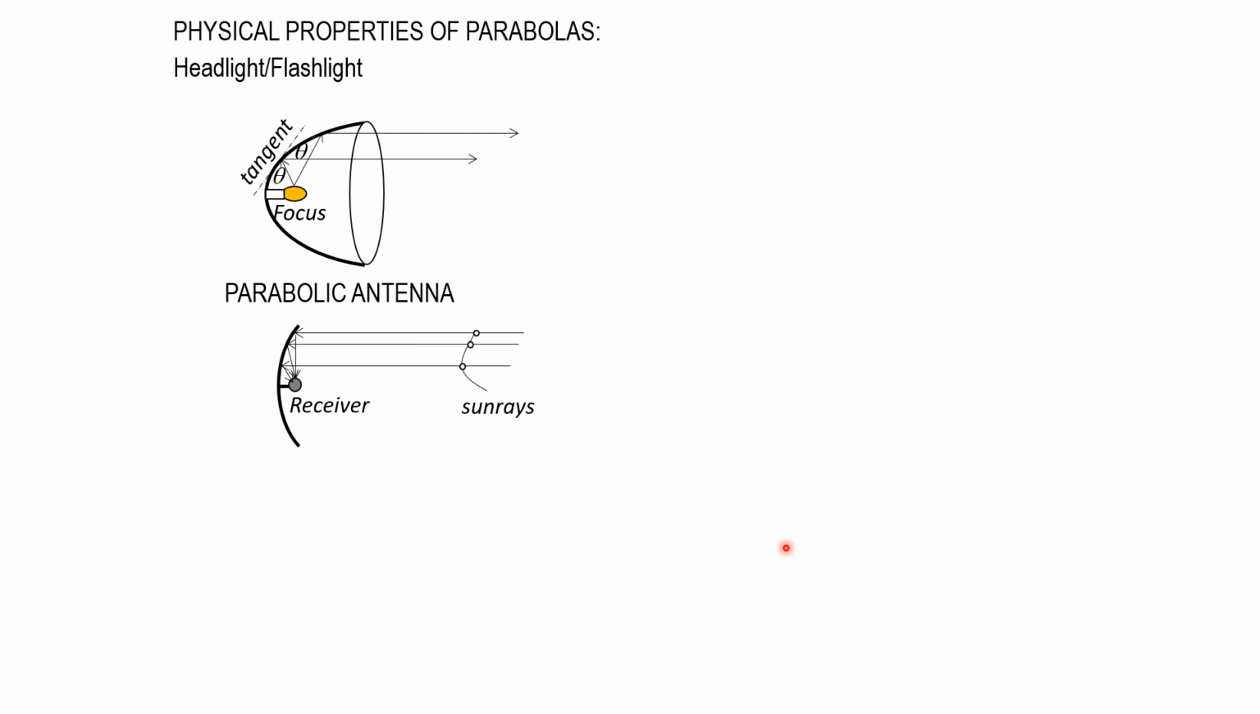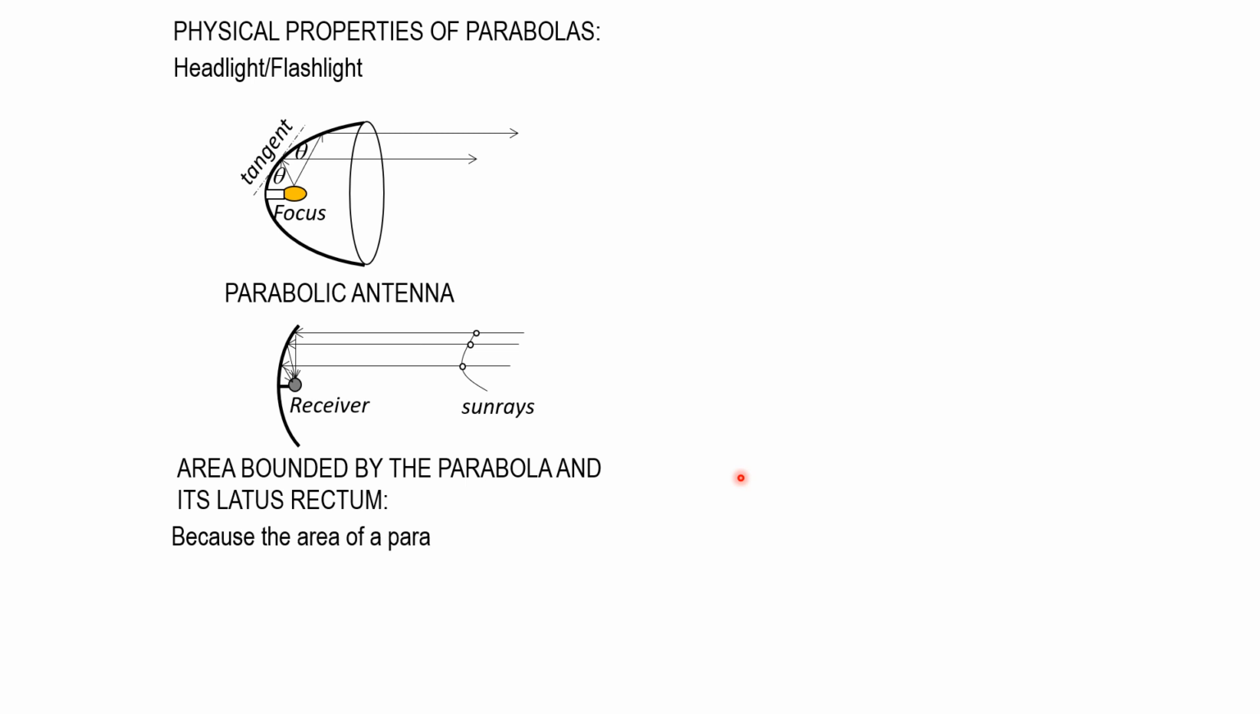So since the area of a parabola is 2/3 base times height, then the area of the parabola bounded by its latus rectum, the parabola and its latus rectum, the length of the latus rectum is LR, and the distance from the vertex to the focus is P, and P is 1/4 of the length of the latus rectum. Therefore, the area is 2/3 of LR times LR over 4, and that is LR squared over 6.